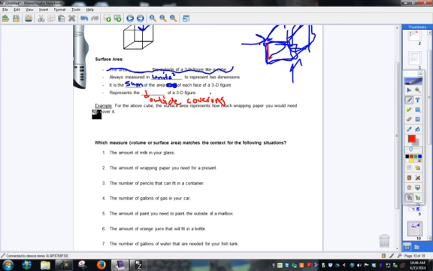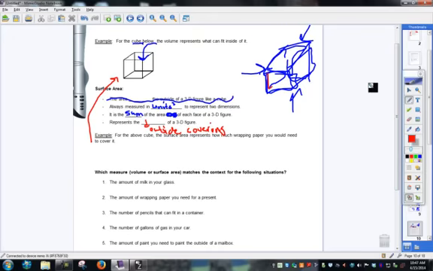Here's an example for the cube above, so we're referring back to this. If I wanted to find the surface area of that, that could tell me how much area of wrapping paper I need, because again, that wrapping paper just covers. Remember, area always will just cover something. Okay?